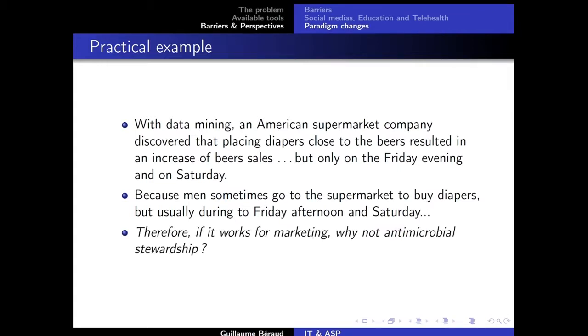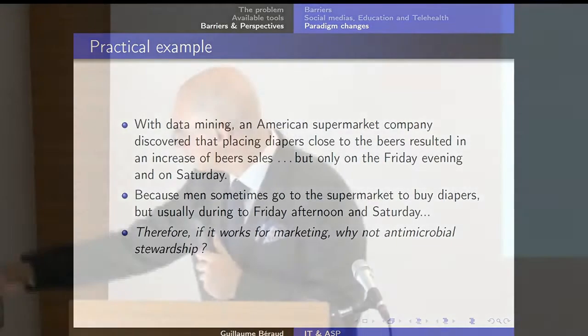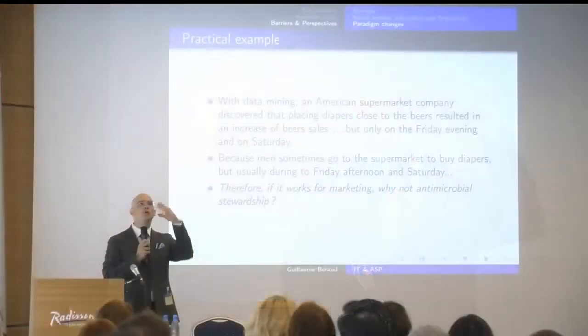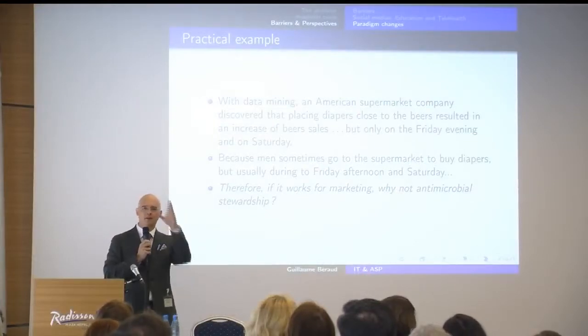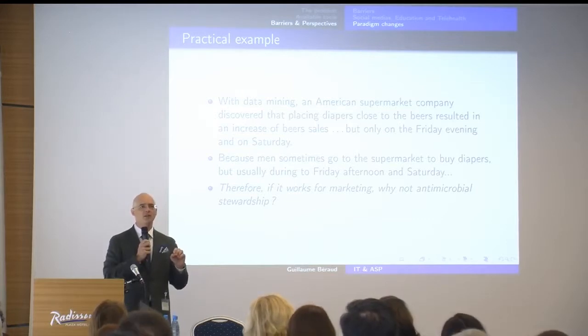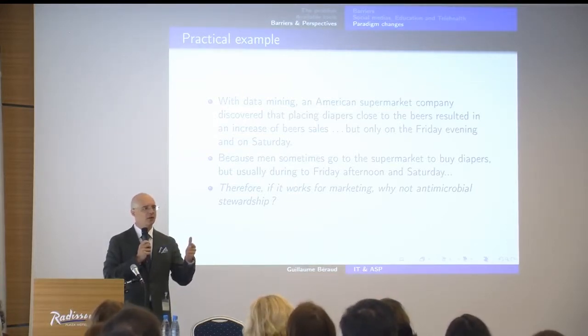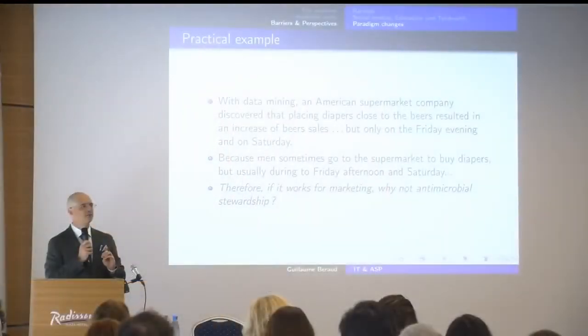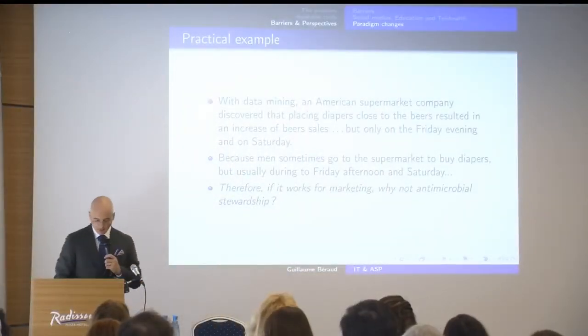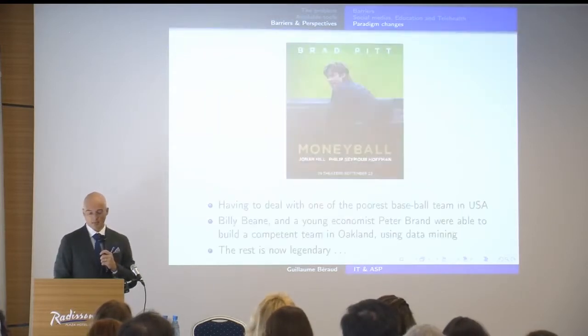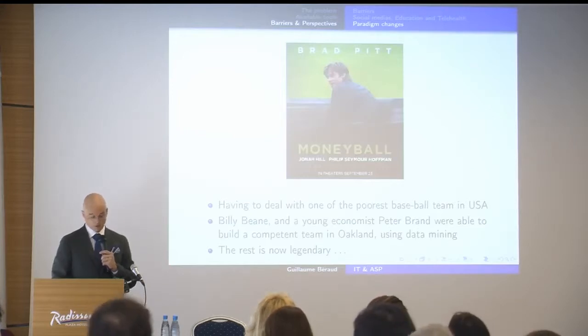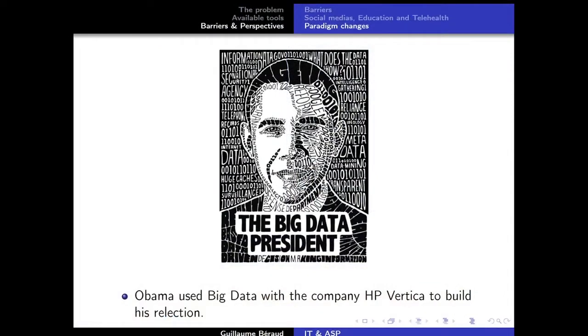So it works for marketing. You know, when you go to the supermarket, the Decathlon, usually they ask you if you've got the card of the shop, and you may gain a couple of bucks in 10 years. So the interest is not to give you a promotion. The interest is to have your name, where you live, your sex, your age, so they can design promotions especially for you, to make you buy things. So if it worked for marketing, why not for antimicrobial stewardship? And it worked for baseball, and I recommend this movie. It was quite good. There's a guy called Barack Obama, you may have heard about him. He was able to win his re-election thanks to data mining.